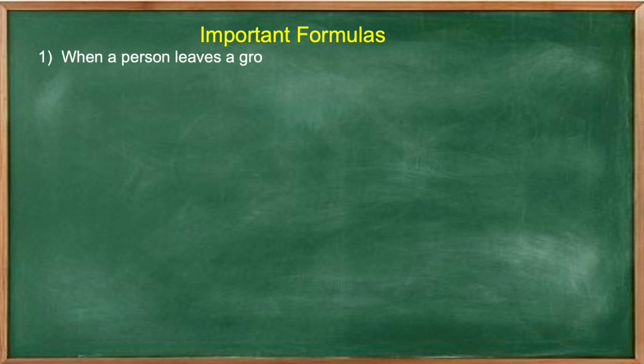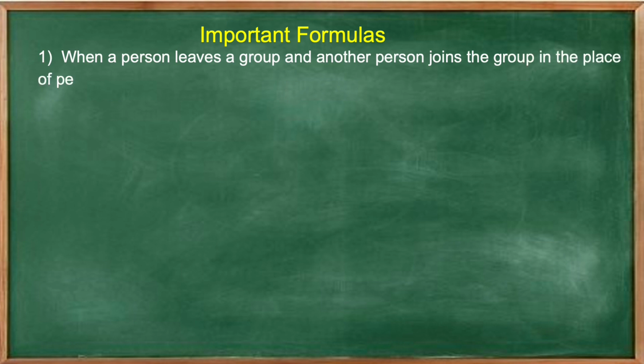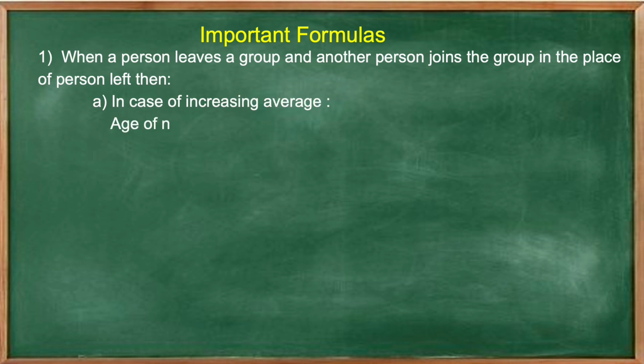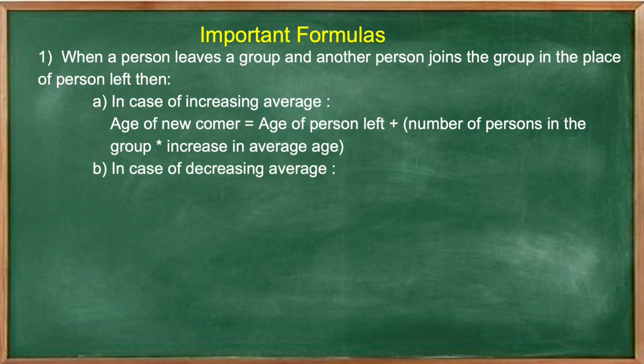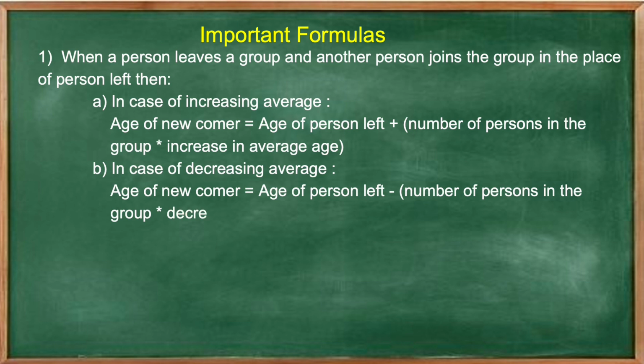Number 1. When a person leaves a group and another person joins the group in the place of the person left, then A. In case of increasing the average, age of newcomer is equal to age of person left plus number of persons in the group into increase in average age. B. In case of decreasing average, age of newcomer is equal to age of person left minus number of persons in the group into decrease in the average.